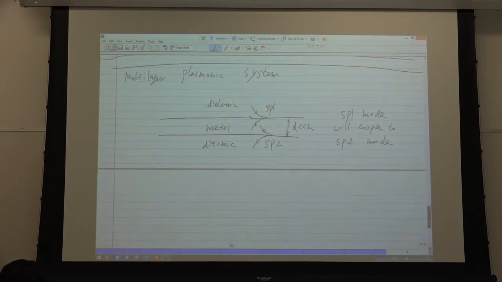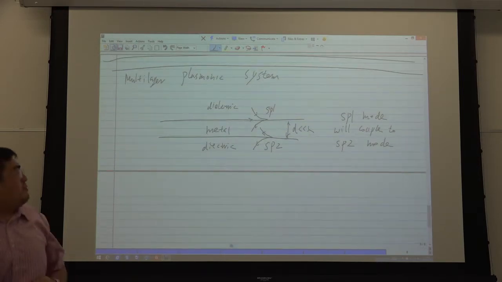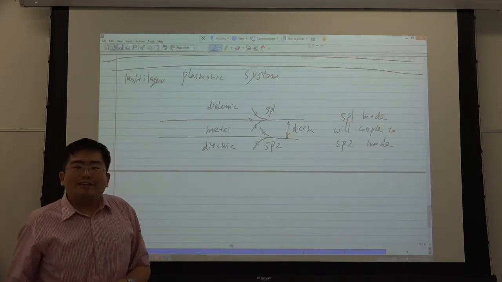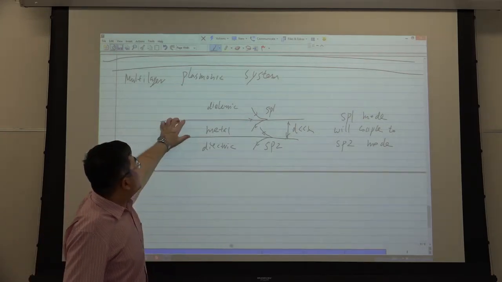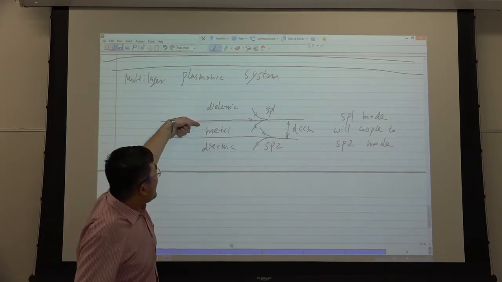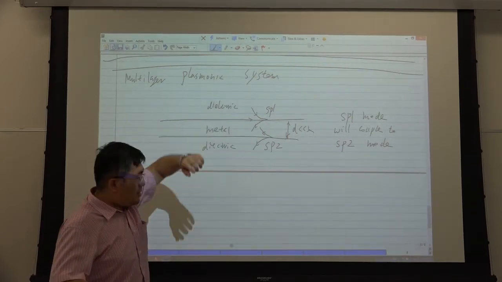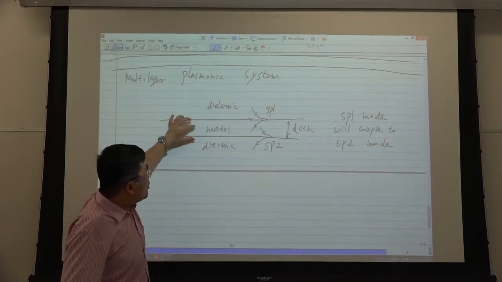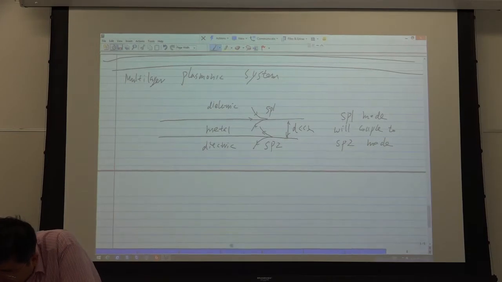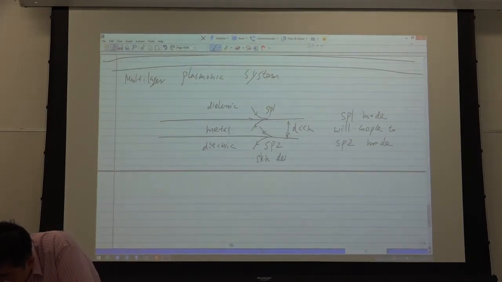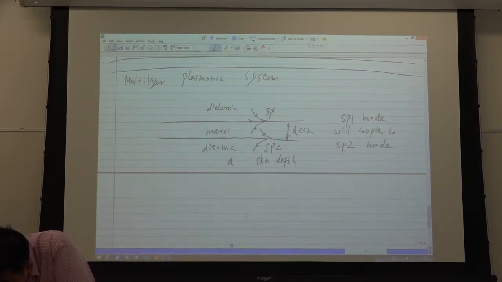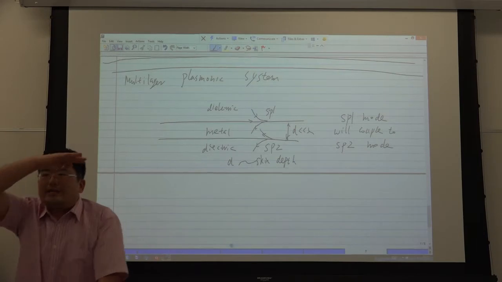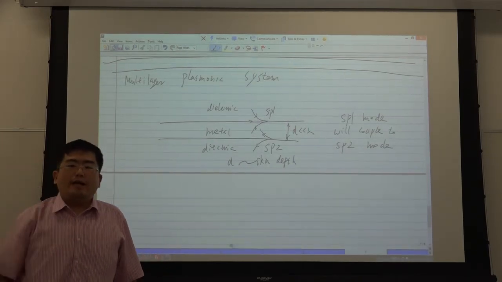This phenomenon is very special. In the microwave regime, if we see the metal as a perfect electrical conductor, there is no such coupling. But in the optical regime, the metal is penetrable. The wave can penetrate into the metal. If the thickness of the metal is comparable to the skin depth, the top interface and the bottom interface will couple.